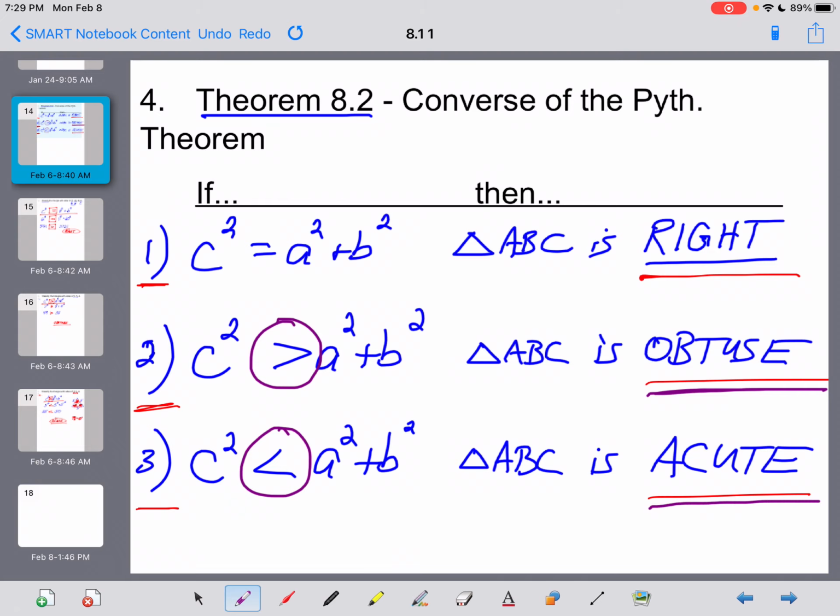And if we had done it a squared plus b squared compared to c squared, then those relationships would have been exactly backwards. They're not wrong, but you just might have a harder time remembering them. I think this is an easier way to do it. Greater than means obtuse, less than means acute, but of course that only happens if you put the c squared out in front.